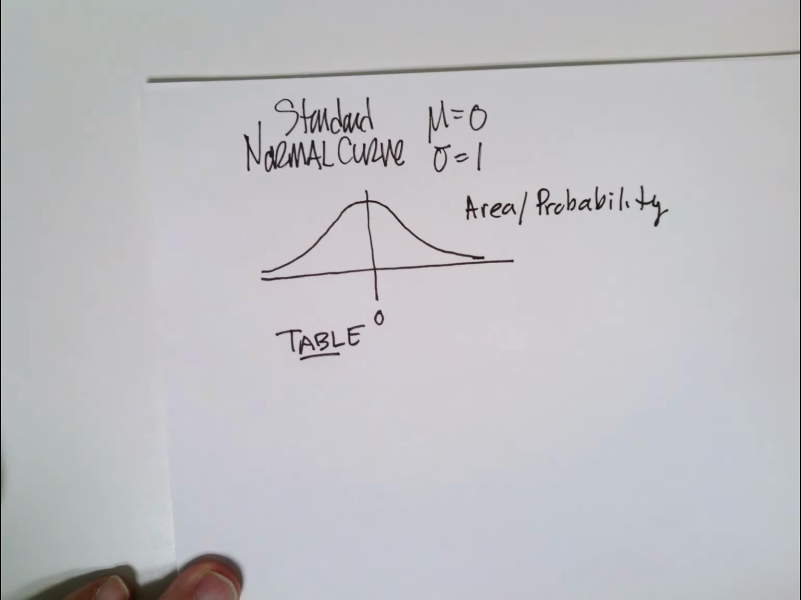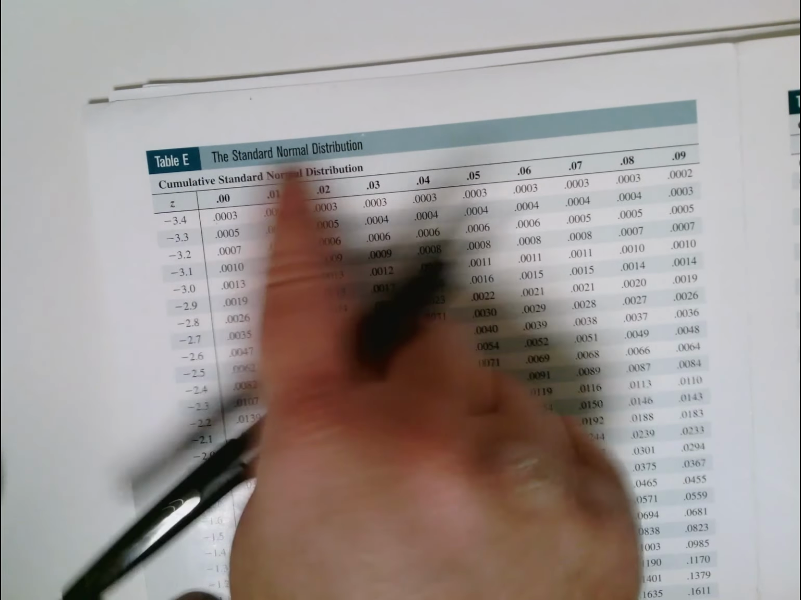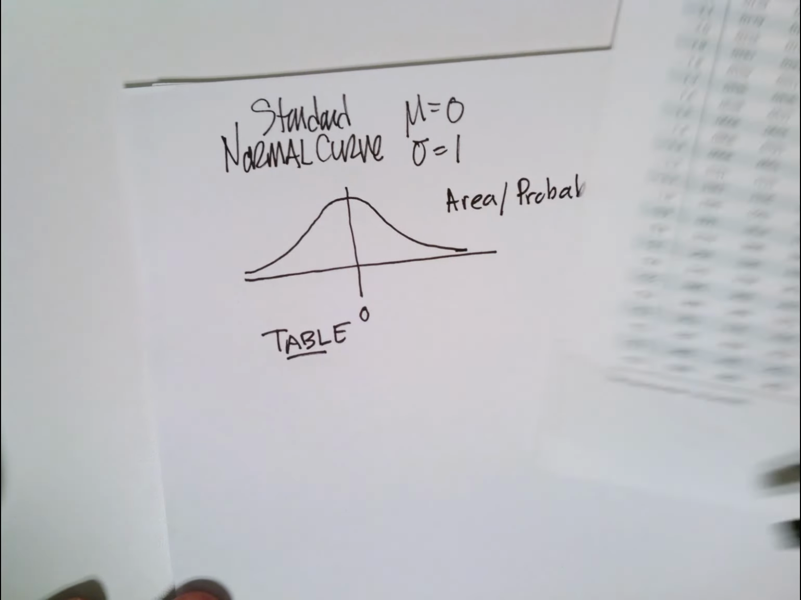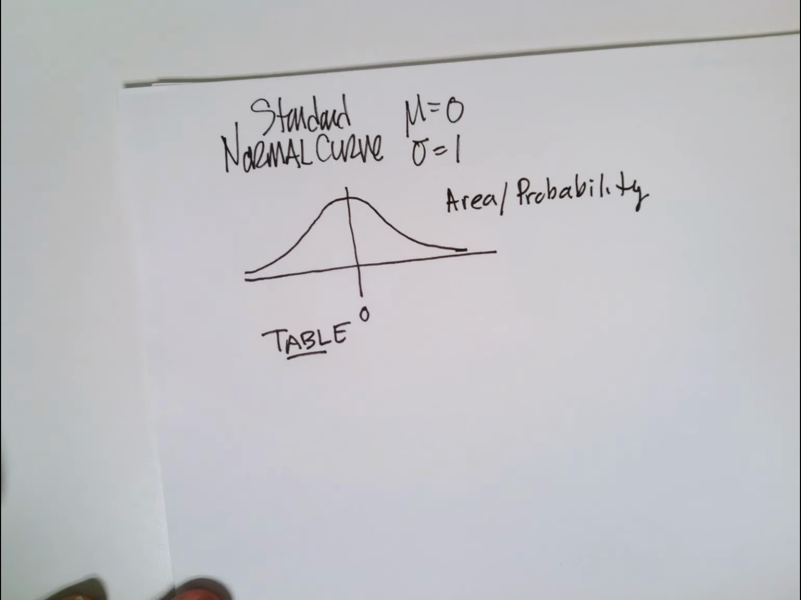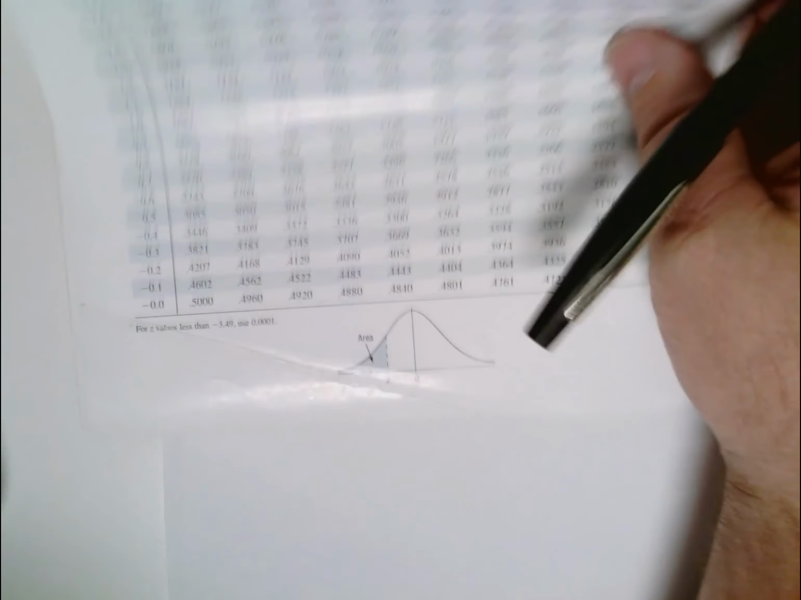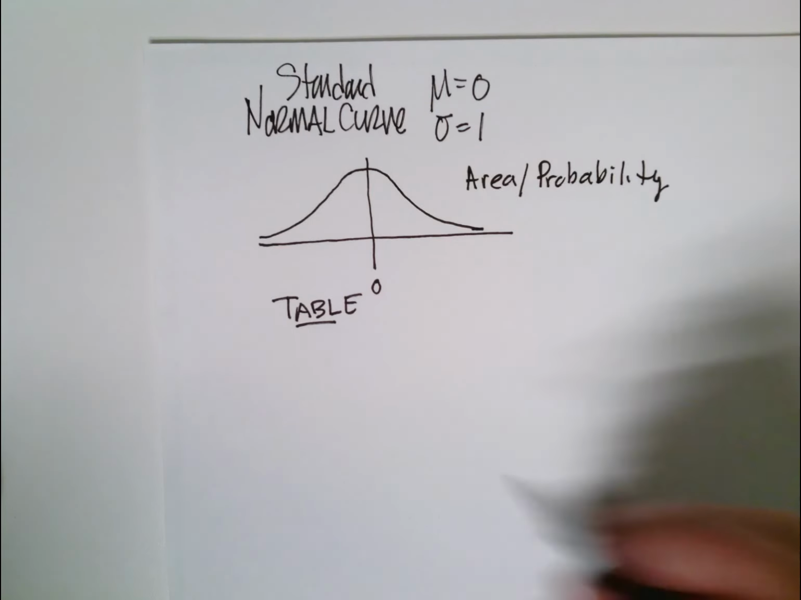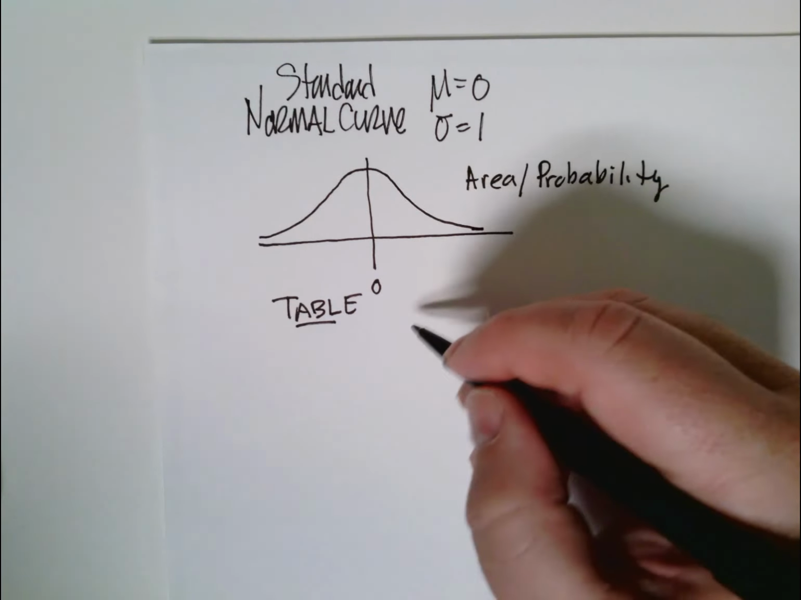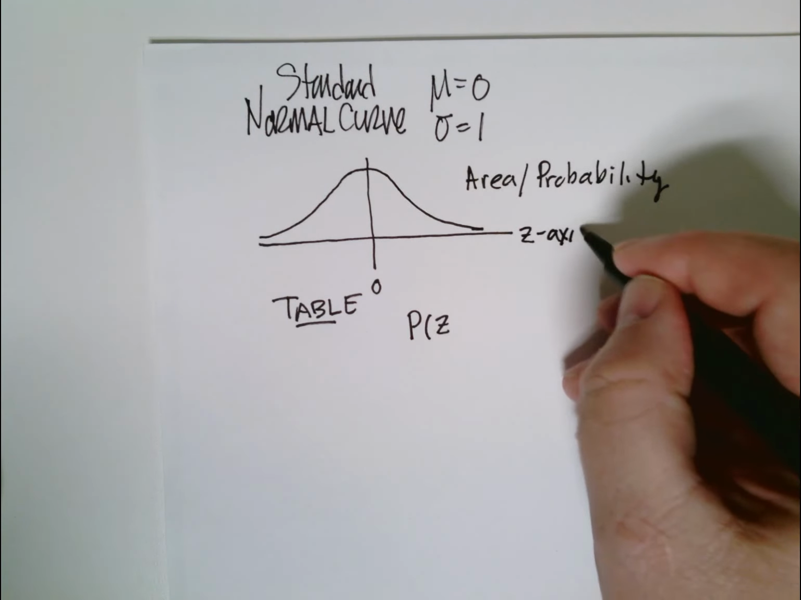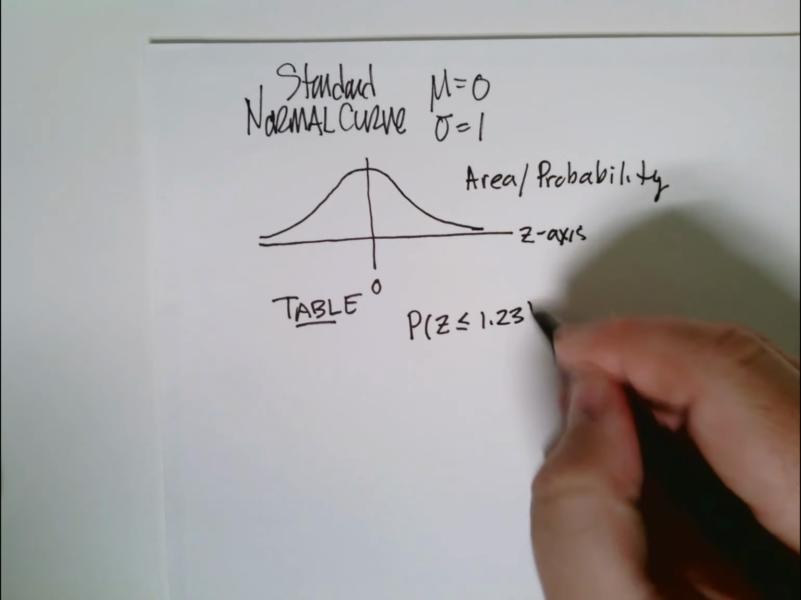That's this one right here. Notice it has an E up in the top, and it says standard normal curve. Alright, now one of the key things for these tables is that if you look at the bottom, they have this picture, and they tell you the area that you're looking up. Okay, so we're going to get something like, let's suppose we have Z, because this is the Z axis, like this. Z is less than or equal to 1.23, something like that.